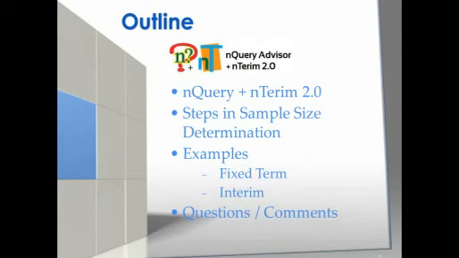So this is just an outline of what I'll be going through in today's webinar. This workshop is to coincide with the new release of nQuery and nTerim 2.0. To begin with, I'll first detail some of the new features and the tables on offer in this new release. I'll then go on and quickly go through the steps involved in sample size determination. And then, following these steps, I will demonstrate how to calculate sample size and power using nQuery and nTerim 2.0 for both fixed and group sequential trials.